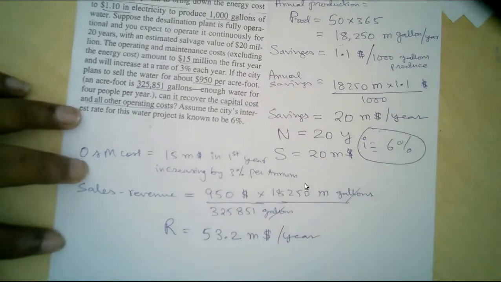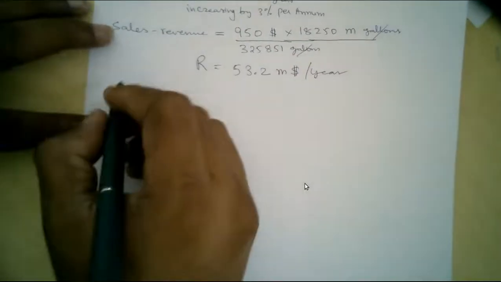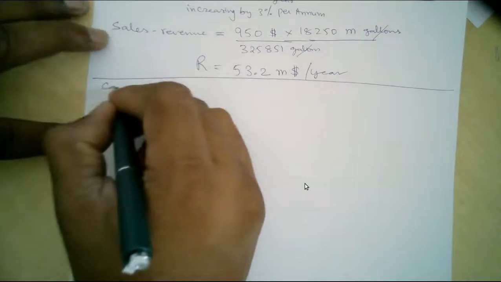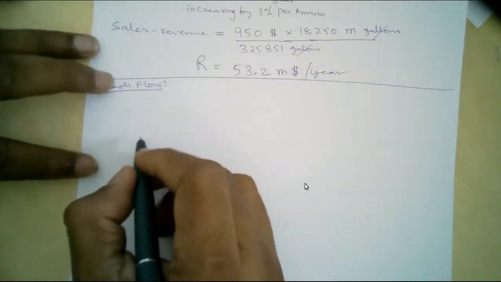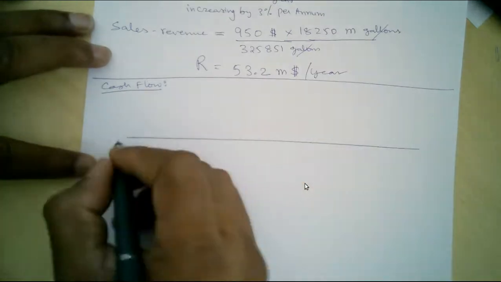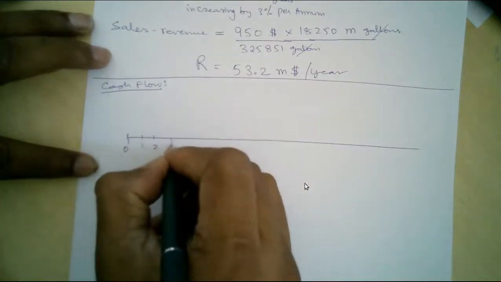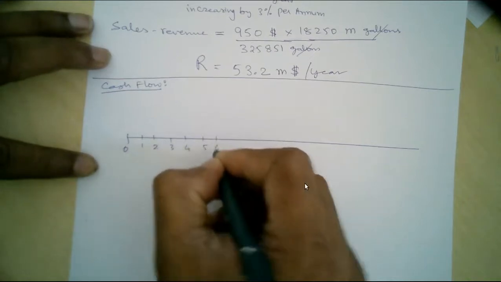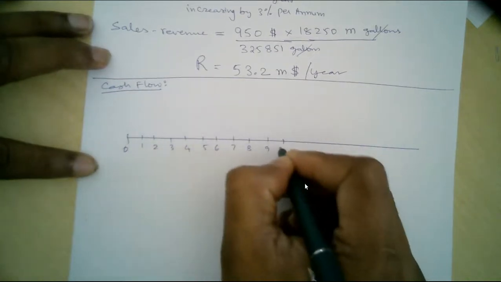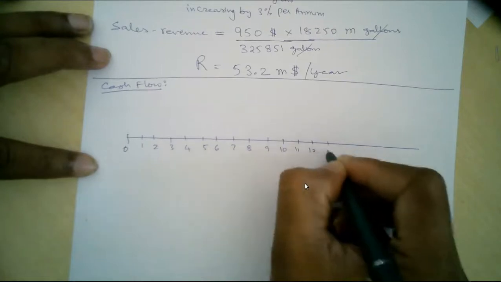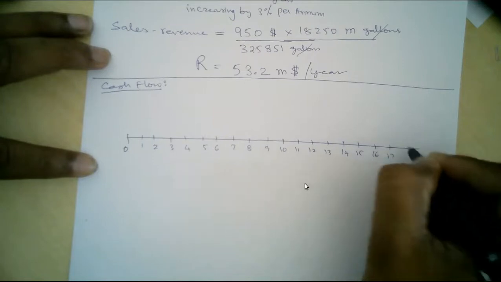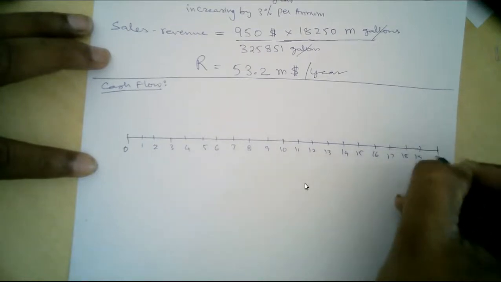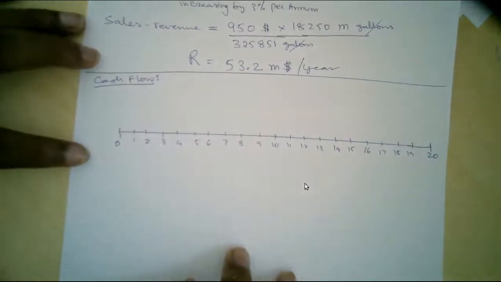So let us try to solve this now. So how do we solve it? First, let me make a cash flow diagram for your understanding. So the project life is 20 years, right? So 0, 1, 2, 3, 4, 5, 6, 7, 8, 9, 10, 20 years. Okay, so this is the project life.